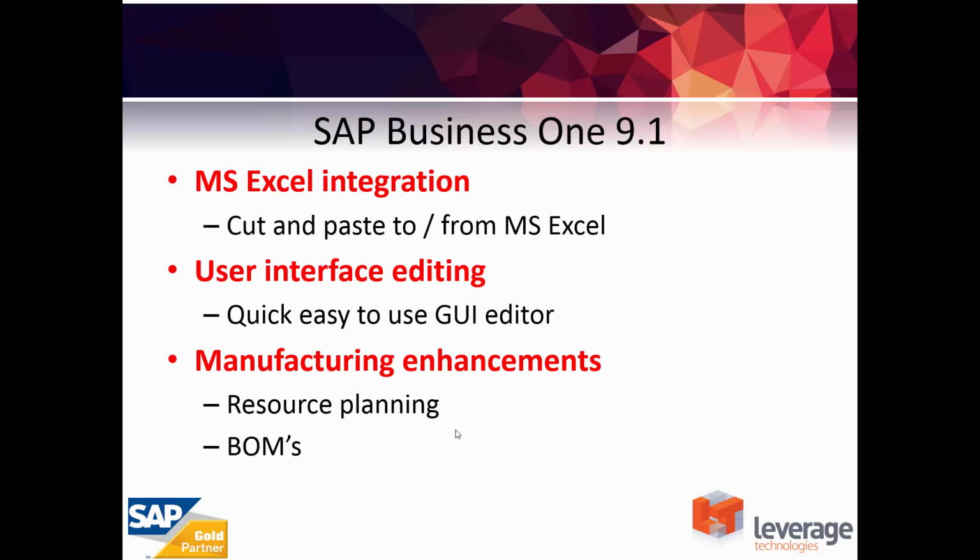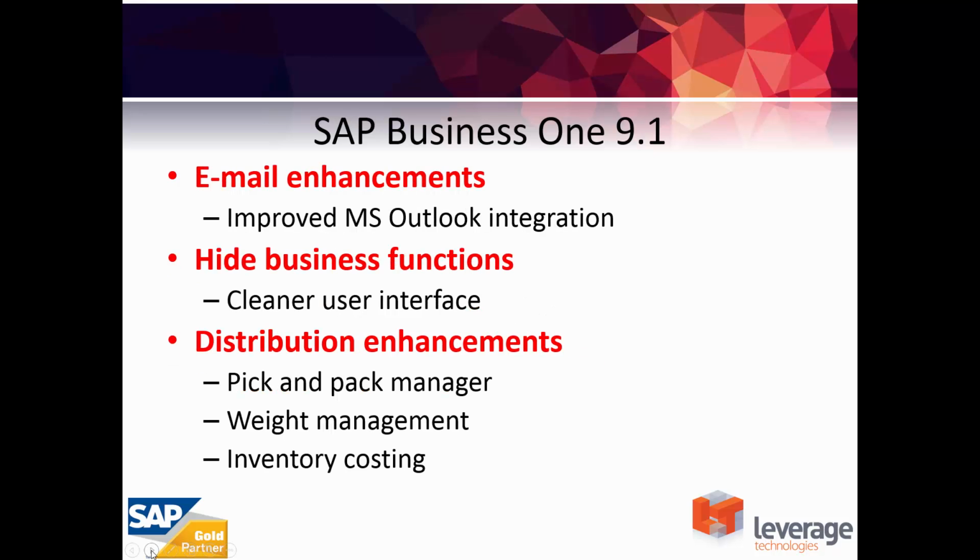User interface editing. You can now take a standard user interface, for example, a business partner form, and using the GUI editor, we can edit that form quite easily. Manufacturing enhancements, new resource planning, sort of rough cut capacity planning built into SAP Business One, and additional functions and features built into the bill of materials under 9.1.